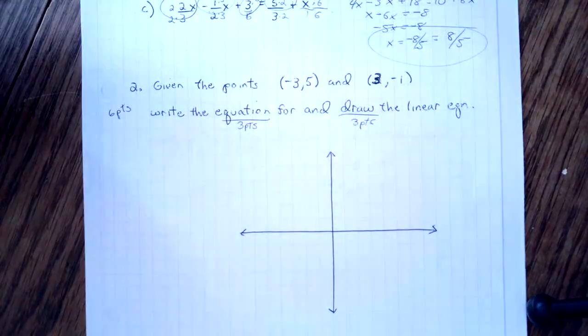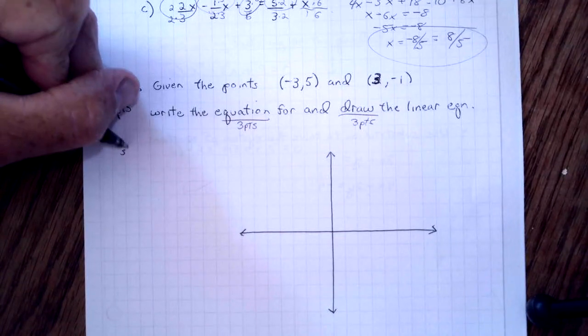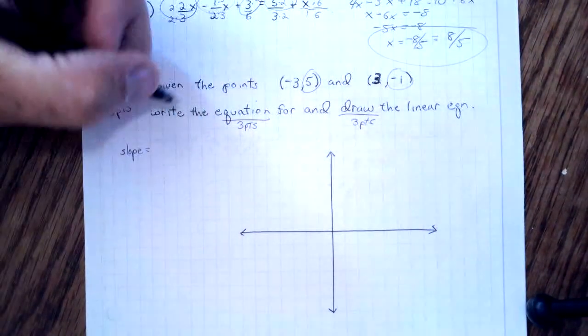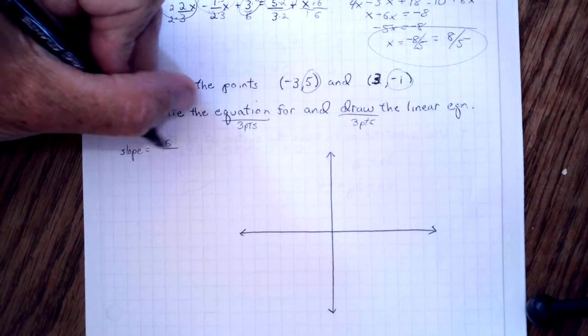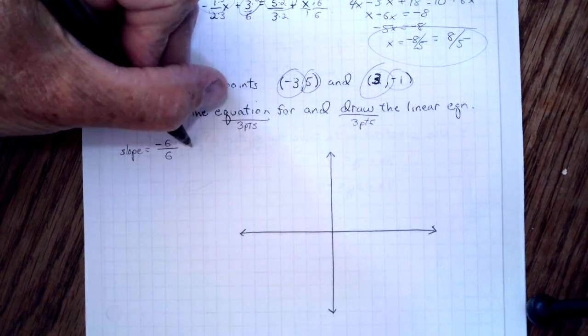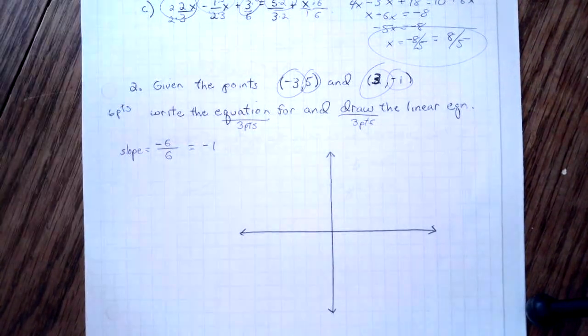Okay, so first of all, I need the slope. Slope equals rise over run. Well, to go from 5 to negative 1 is a rise of down 6. To go from negative 3 to 3 is a run of 6. So the slope is negative 1.